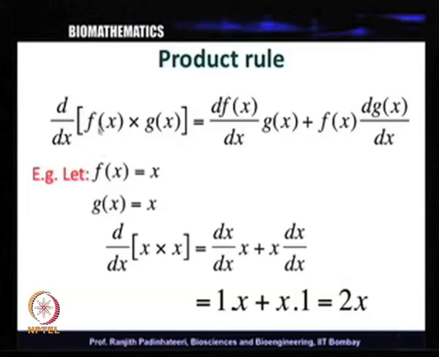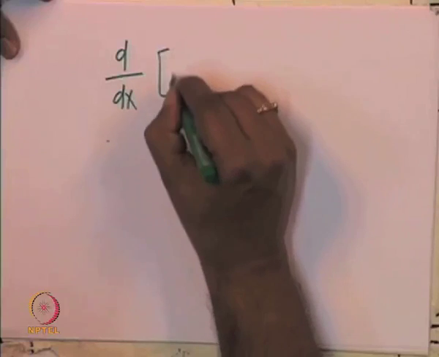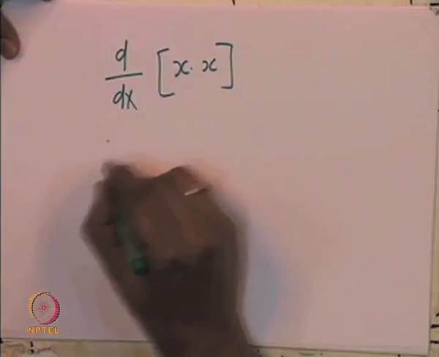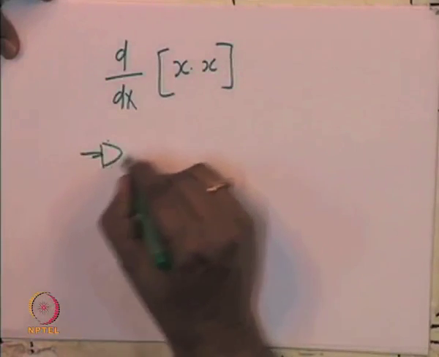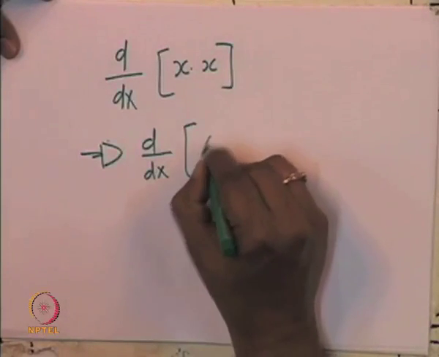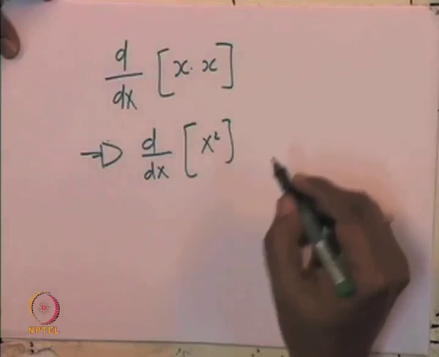So, this is the formula, and now let us take the simplest example here. f of x is x itself, g of x is x itself. So, x times x is x square. Last time, if you remember, we learned the derivative of x square. So, we are going to calculate d by dx of x times x, which is nothing but d by dx of x square.